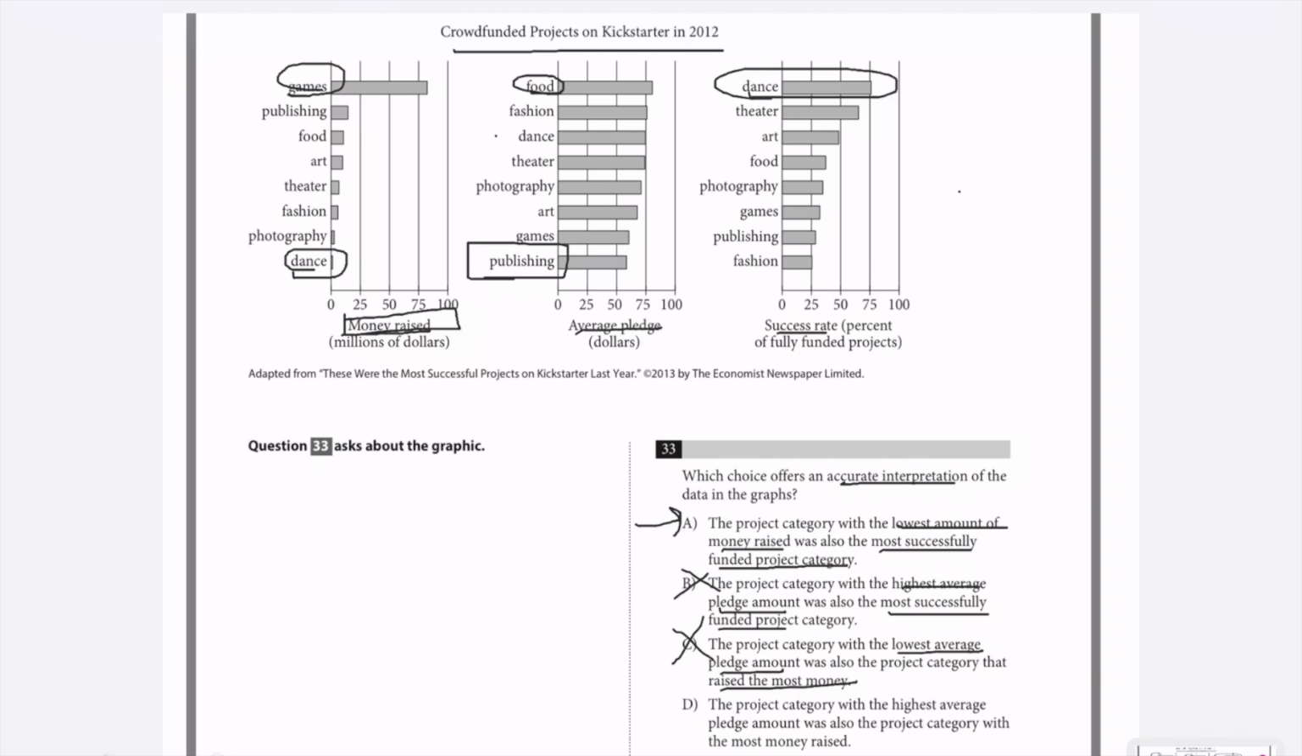Finally, we look at answer choice D, and it says the project category with the highest average pledge amount was also the project category with the most money raised. So we go to the average pledge, and we see that the highest average pledge was in food, but the project with the most money raised was games. So we know that answer choice D is not correct, which affirms that answer choice A is correct.